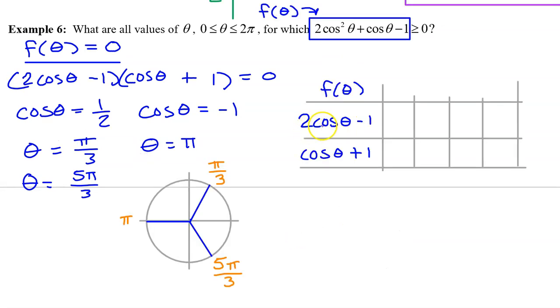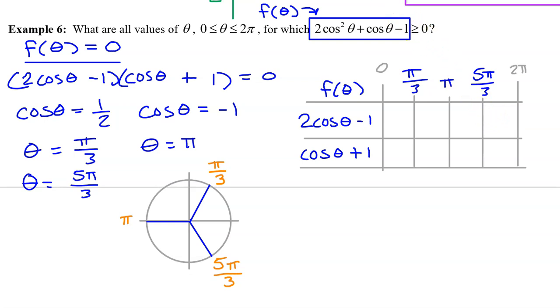On the sign chart, we need a row for each factor. Let's write the critical values that cause f of theta to equal 0 in order from least to greatest across the top. So we start with pi over 3, and then pi, and then 5 pi over 3. Let's not forget to include the domain restrictions, 0 and 2 pi, at the beginning and end of the sign chart. Now we have to decide whether each factor is positive or negative in each interval.